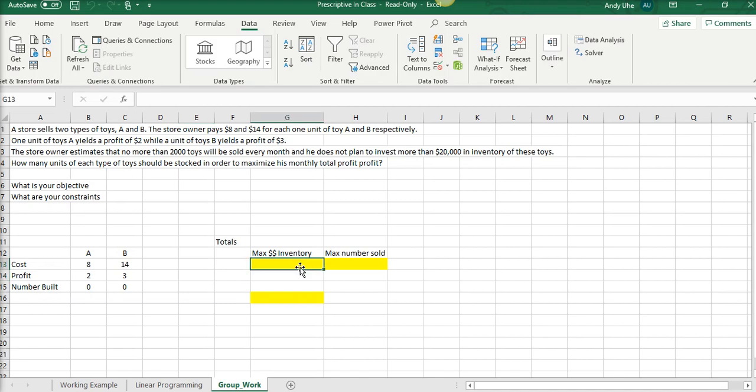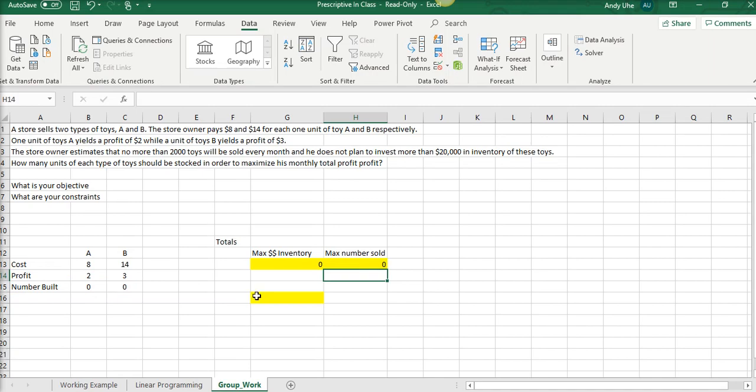You'll see these are highlighted yellow because we're going to be pointing to them. There is a max dollar inventory, which based on our case is $20,000, and that's based on the cost values here. So we're going to make a formula, and that's going to be the number built of A plus the number built of B times their costs will give us our formula for this constraint. And there's a maximum number sold, which is going to be this plus this.